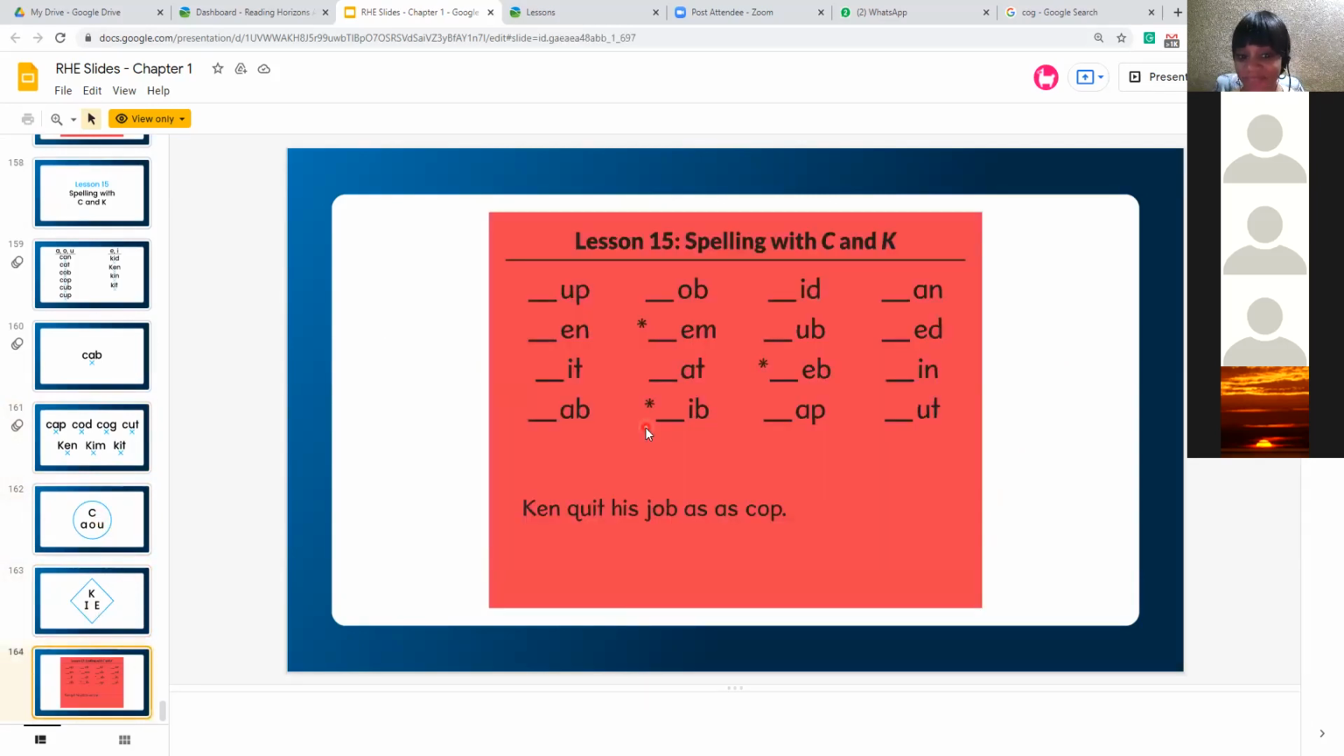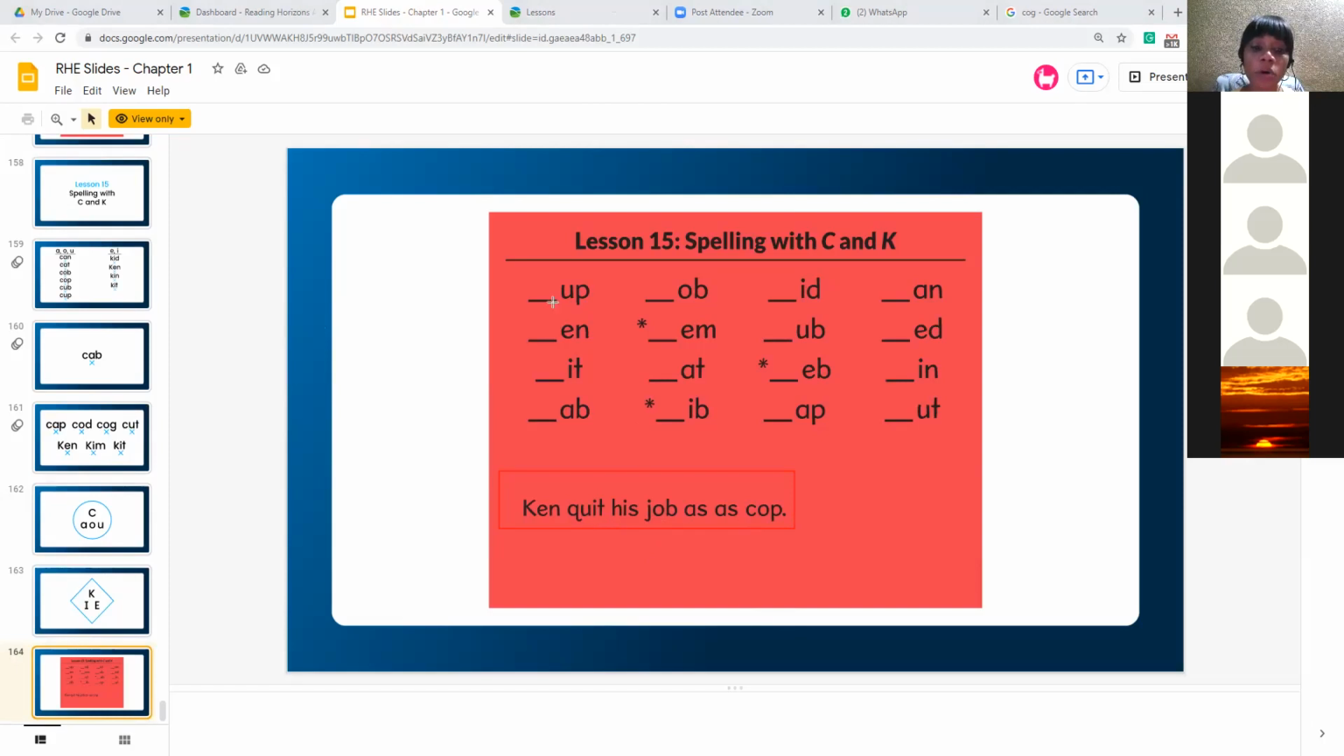All right. So let's read this sentence right down here. Ken quit his job as a cop. Very good. Ken quit his job as a cop. Who is a cop? Police. Very good. A policeman is a cop, right? Or a policewoman. So Ken quit his job as a cop. He didn't just not like the police. So he quit his job. When you quit your job, what do you do? You keep going to the job or you stop going? Leave it. Very good. Excellent.